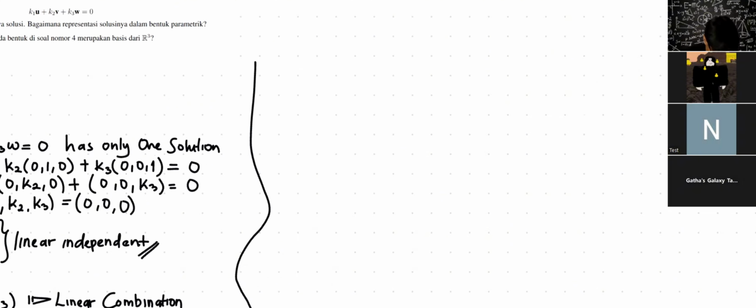Okay, for number 5, to prove this, we choose the vectors U as 1, 0, 0, V as 0, 1, 0, and W as, sorry, W is 1, 1, 0.